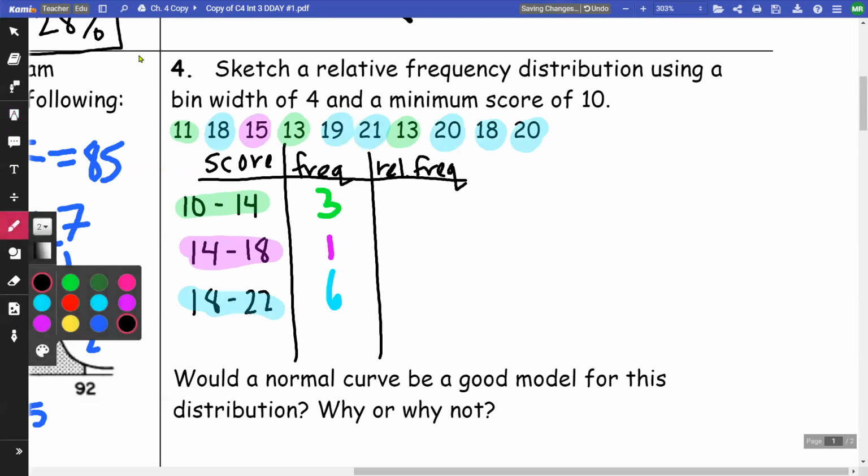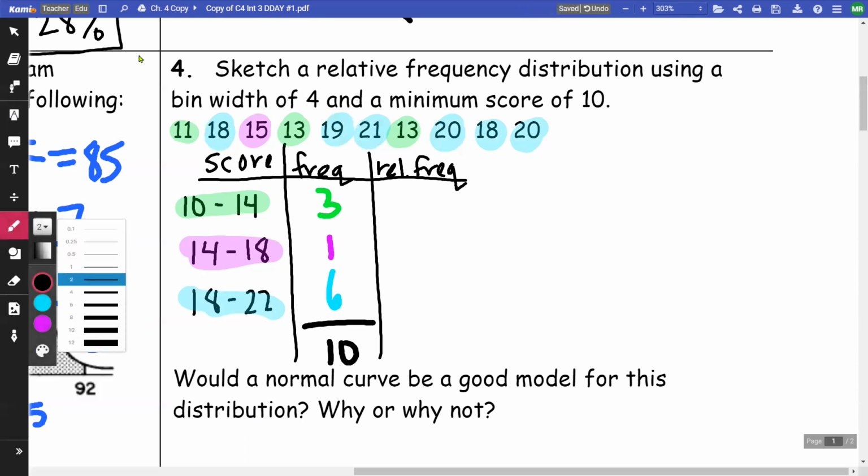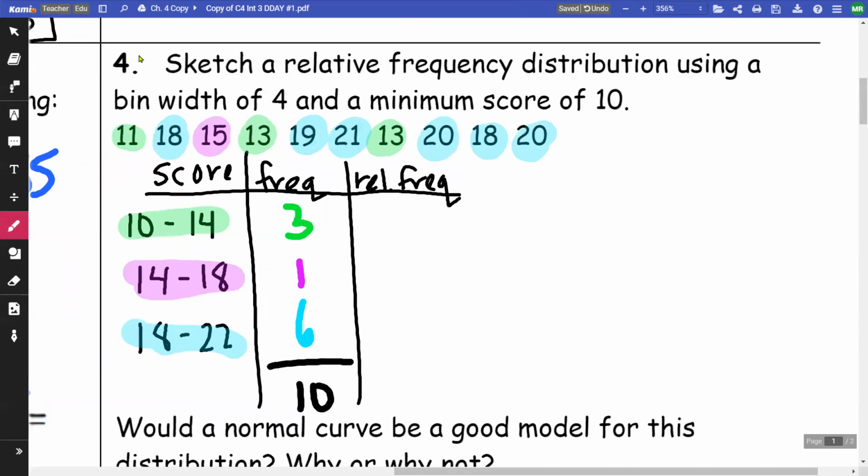Now, for my relative frequency, I need to know the total. If I count all those, or if I add this up, in either case, I've got 10. So to find the relative frequency, I really want the percent. Instead of knowing that that happened 3 times, I want to know what percent of the time. So I take 3 and divide it by the total, and I get 0.3. I take 1 and divide it by the total, and I get 0.1 or 10%. Take 6 and divide it by the total, and that's 0.6.